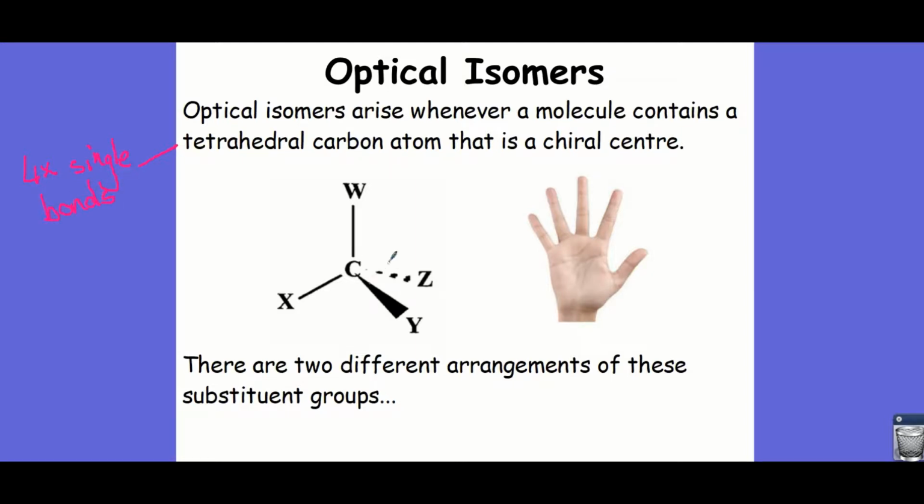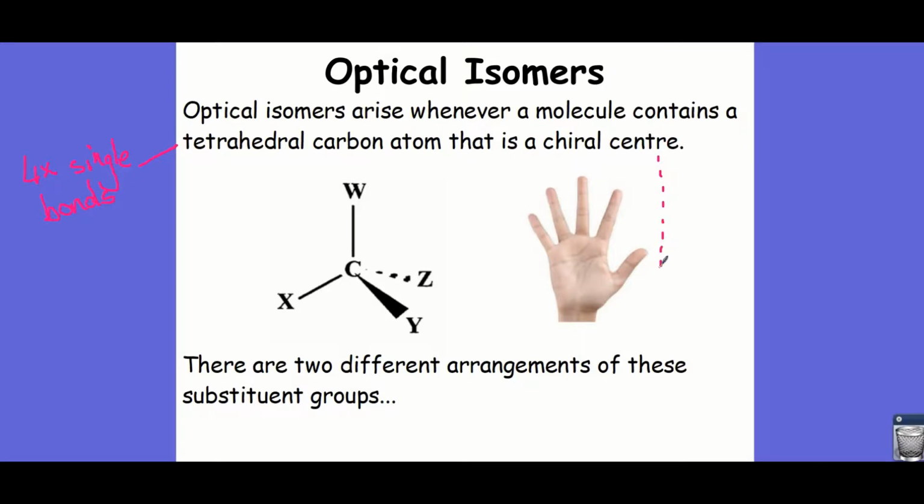Remember, when you introduce a double bond to a carbon atom, you're removing that tetrahedral shape. So it's got a tetrahedral carbon atom that is a chiral center. So let's look at this molecule here. We have substituents W, X, Y, and Z. And let's say that is our right hand.